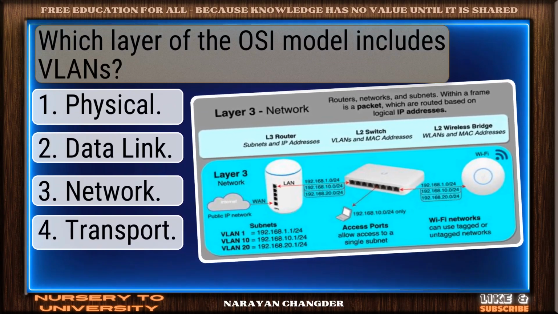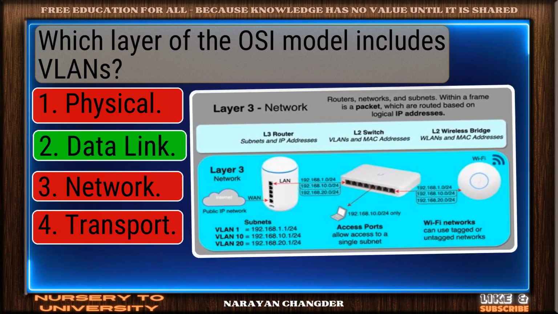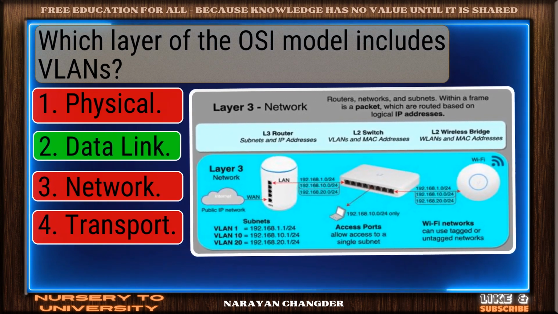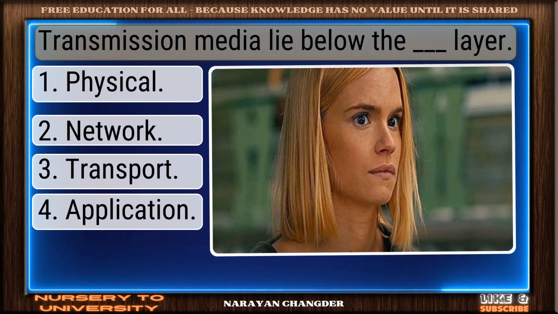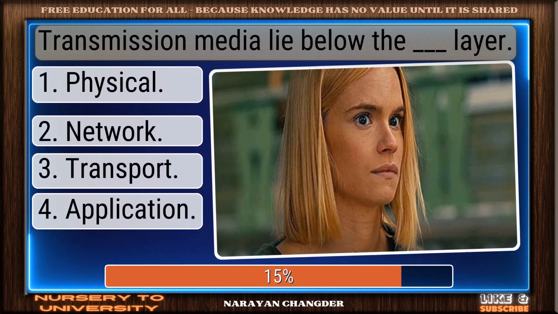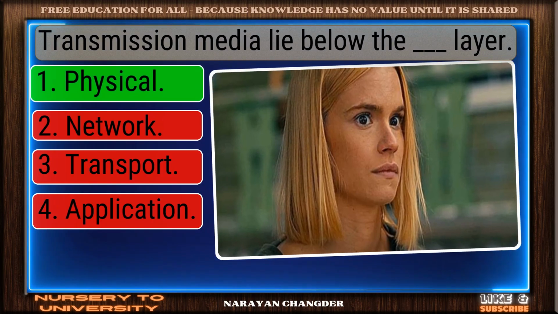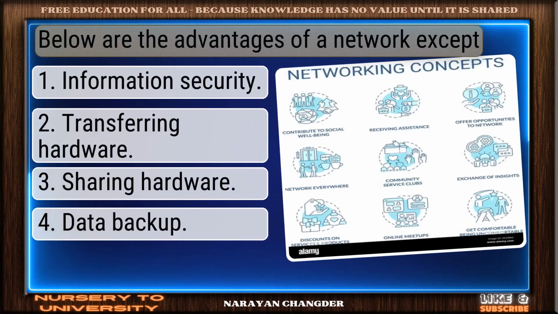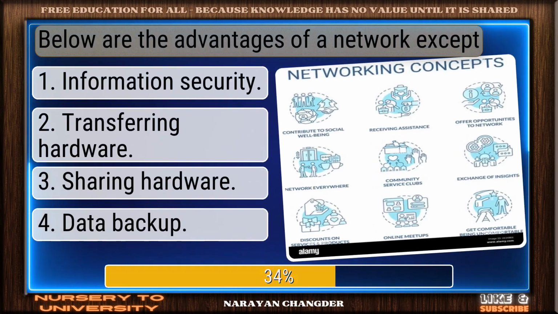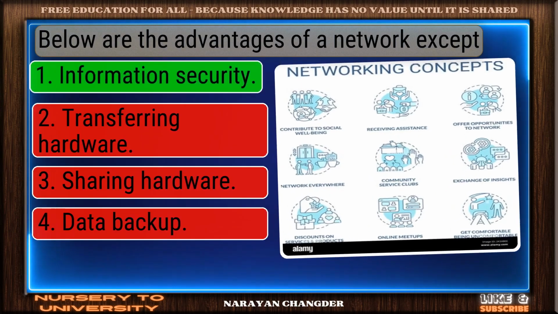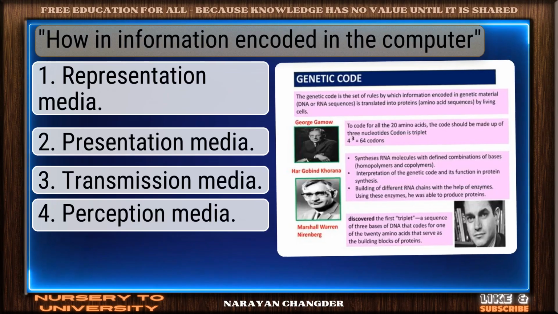Which layer of the OSI model includes VLANs? Correct response. Data link is accurate. Transmission media lie below the dash layer. You got it. Physical fits. Below are the advantages of a network except... Smart pick. Information security is correct.